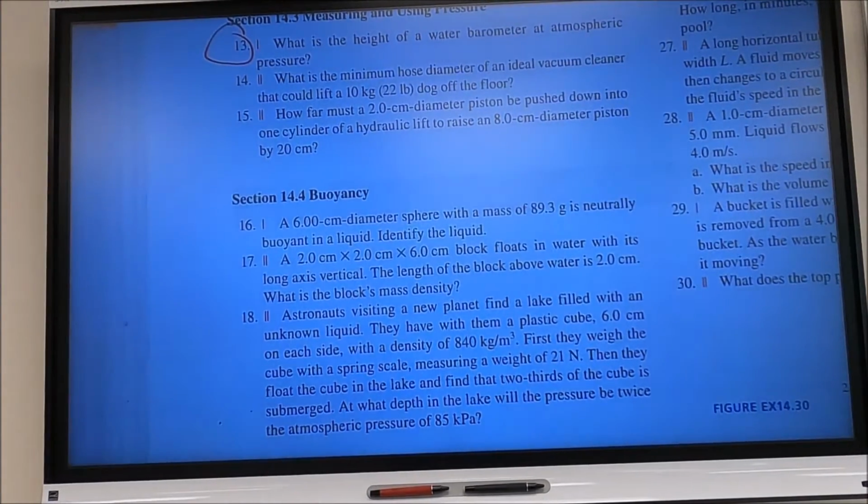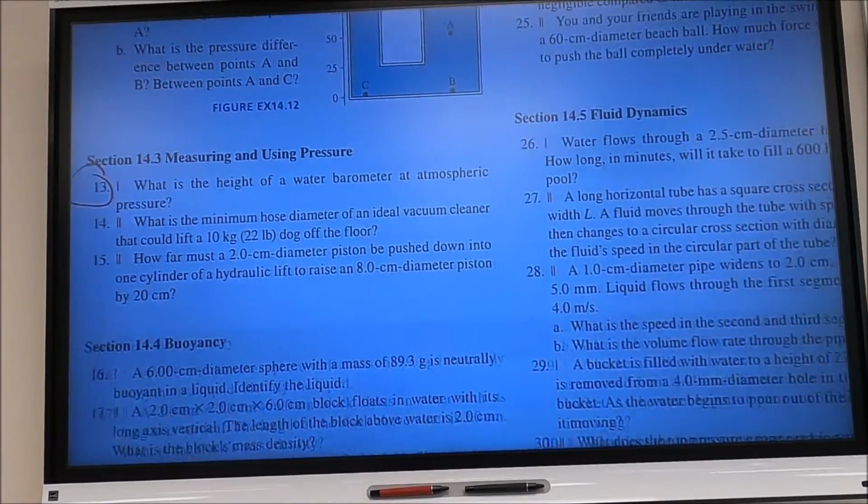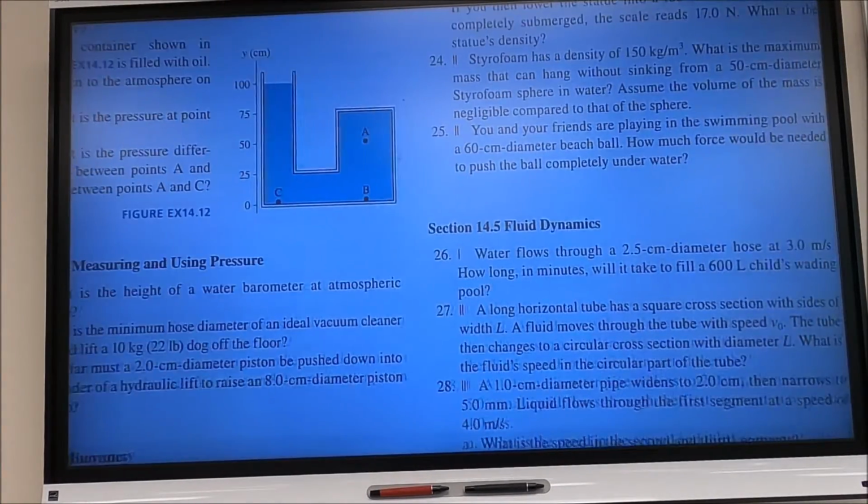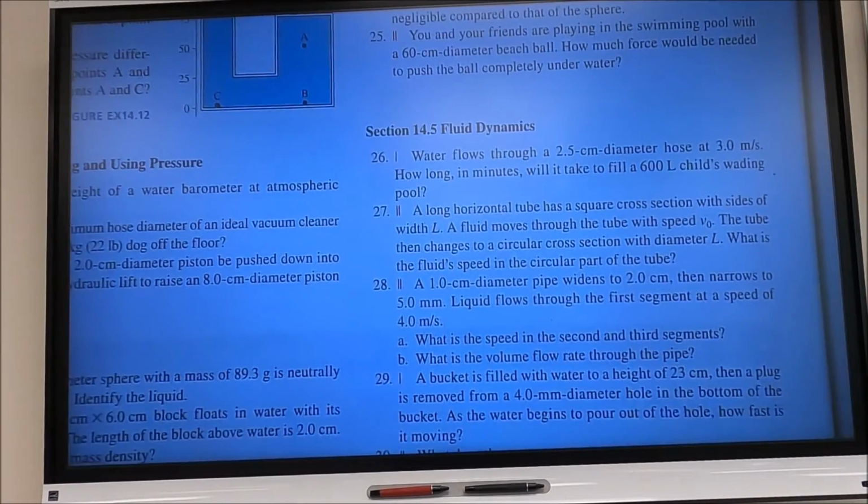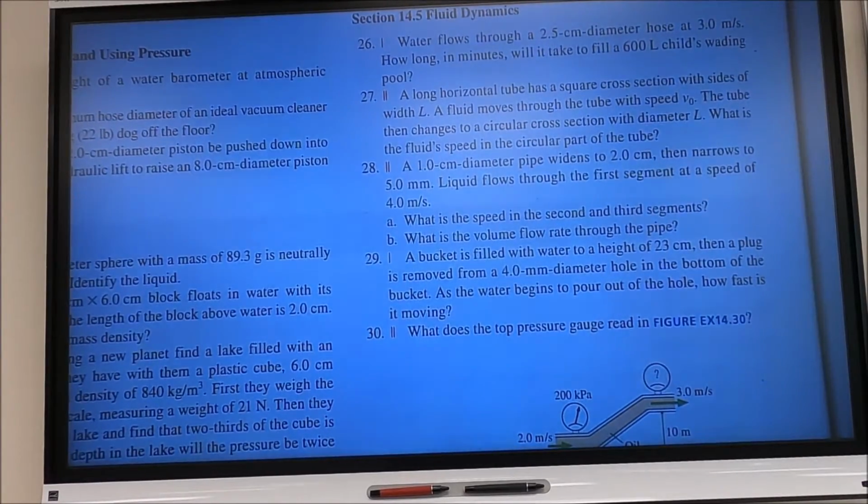Okay, guys, we're going to look at a problem here. And I've forgotten that they had changed the order of the questions in the book a little bit. So we're going to look at problem 26 here. Okay? It says water flows through a 2.5 centimeter diameter hose at 3 meters per second. How long, in minutes, will it take to fill up a 600-liter child's wading pool? All right?